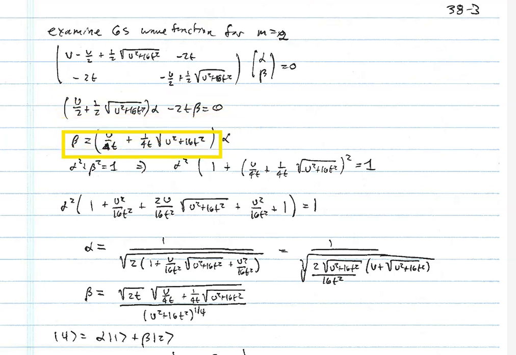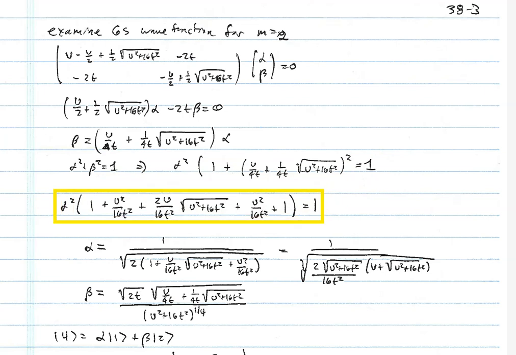I also use the fact that alpha squared plus beta squared equals 1 because I'm working with a normalized state. That allows me to substitute in for the beta using this relation. And so I get alpha squared times this complicated expression is equal to 1. We got to go through some algebra. So I get 1 plus the square of this. I get a u squared over 16t squared. I get a plus 2u over 16t squared times the square root. And then I get plus 1 over 16t squared times u squared plus 16t squared, which is going to give me u squared over 16t squared plus 1.